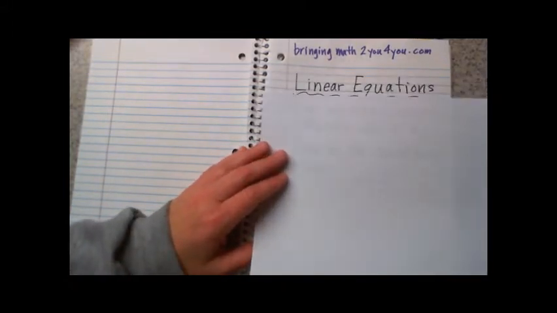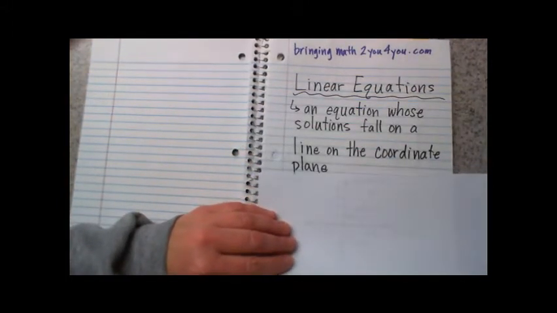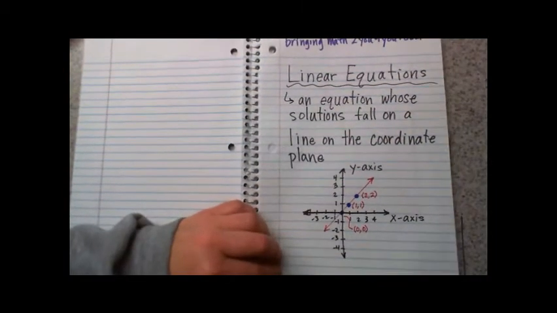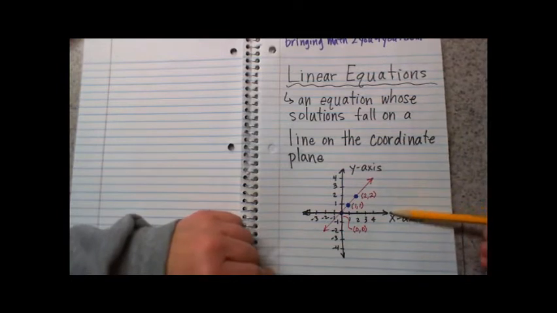So what we're going to talk about is linear equations. A linear equation is an equation whose solutions fall on a line on the coordinate plane. And if you recall from earlier in the year, we talked about coordinate planes where we had an x-axis and a y-axis. Now remember, where the two lines meet is called the origin. It has coordinates of 0, 0.